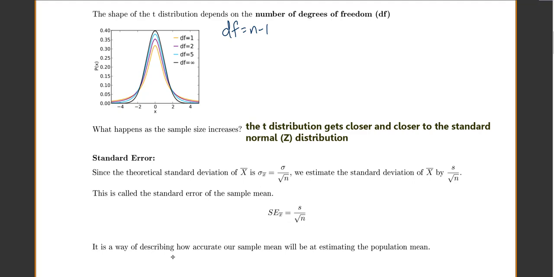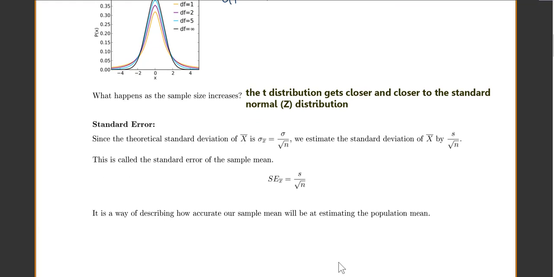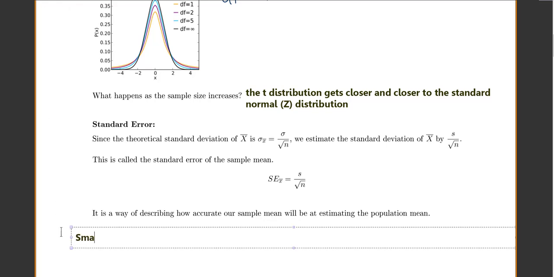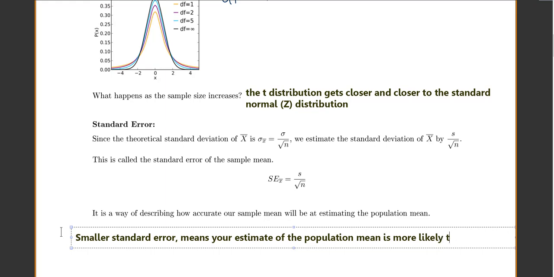Our standard error is a way of describing how accurate our sample mean will be at estimating our population mean. So smaller standard error means your estimate will be more accurate or more precise. Smaller standard error means your estimate of the population mean is more likely to be accurate.